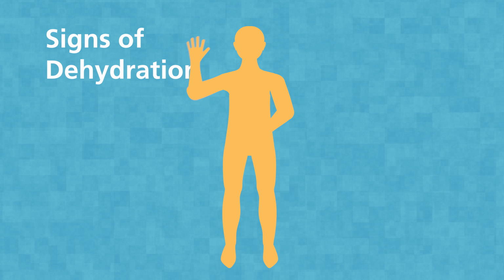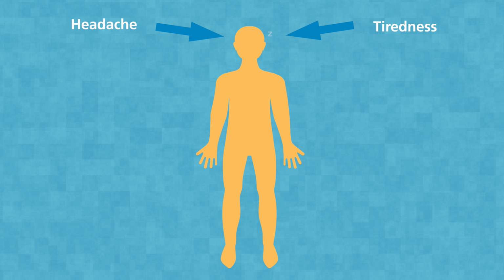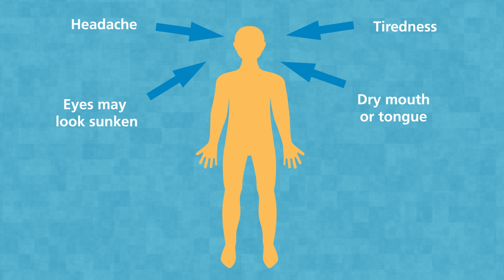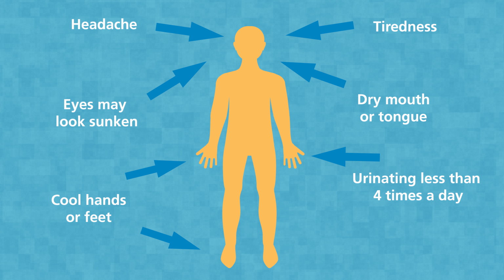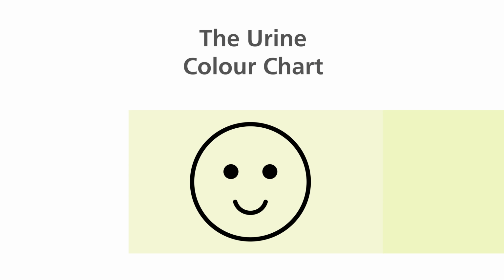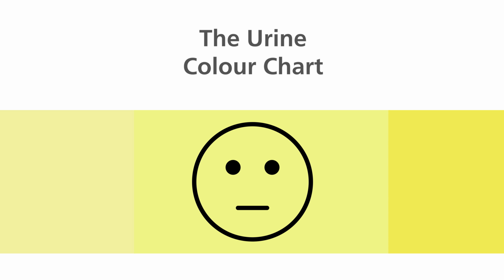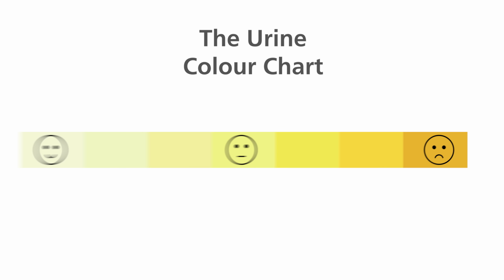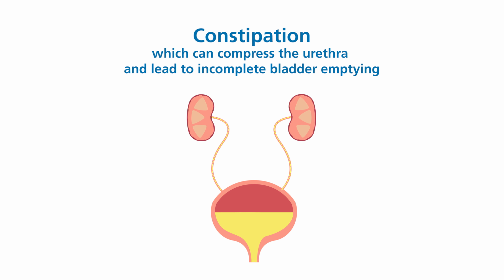What are the signs of dehydration in older people? Taking a top-to-toe approach: headache, tiredness, sunken eyes, dry mouth or tongue, cool hands or feet, urinating less than 4 times a day, and smelly or dark urine. Dehydration also causes constipation, which can compress the urethra and lead to incomplete bladder emptying. If harmful bacteria enter the bladder and are not flushed out promptly, they may multiply to cause an infection.